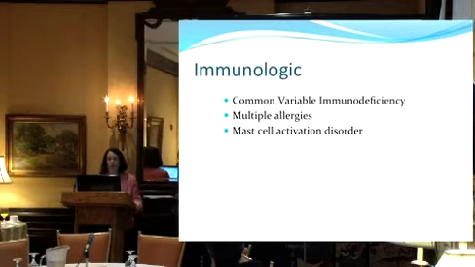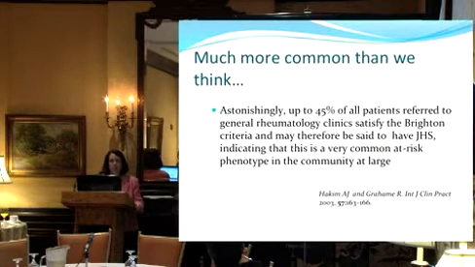So I propose that joint hypermobility syndromes are much more common than we think. Dr. Graham and his colleague Dr. Hakim published that in the United Kingdom, up to 45% of all patients referred to general rheumatologic clinics satisfy the Brighton criteria and may therefore be said to have joint hypermobility syndrome. So this is a quote from their paper saying that this is a very common at-risk phenotype in the community at large.